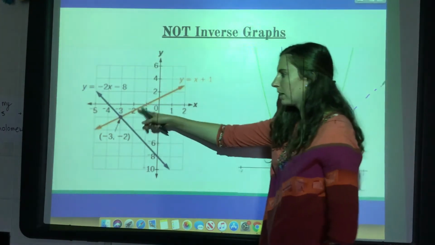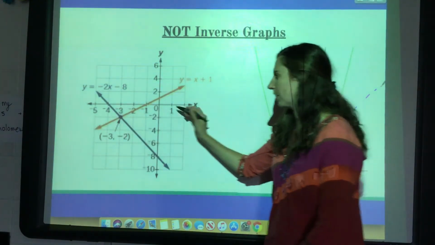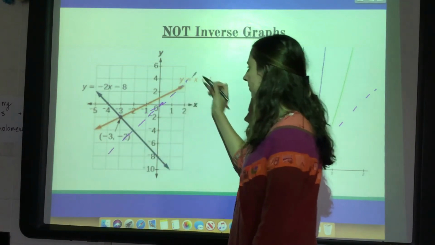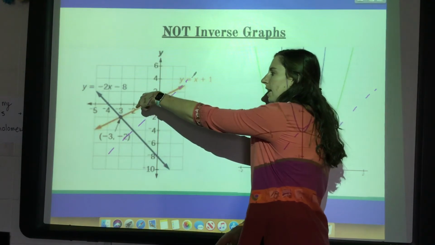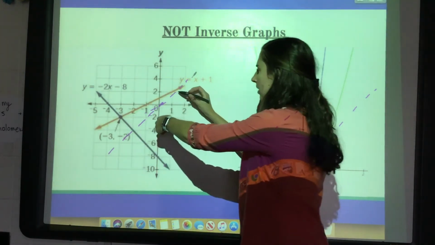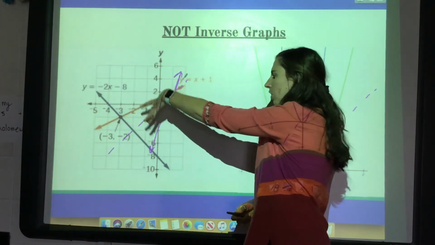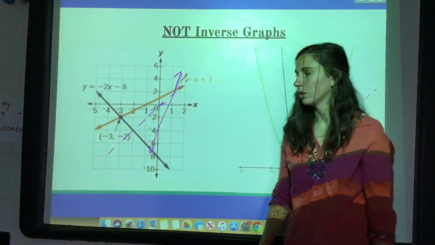Same thing here, just because these are both lines doesn't make them inverses. It has to be a reflection across the line y equals x. If I were to take this red line and flip it across, it would not look like the black line there. So those are not inverses.